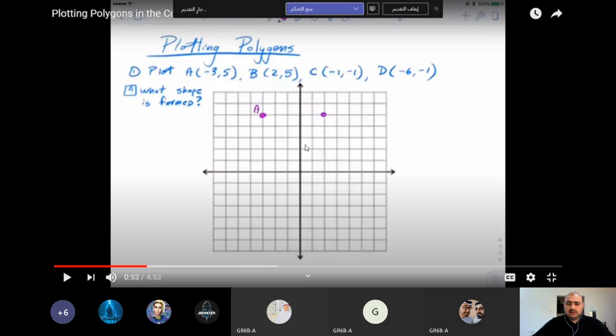As you see here, the coordinate plane here has x-axis and y-axis. In x-axis, we have 2 sides. This is the origin.